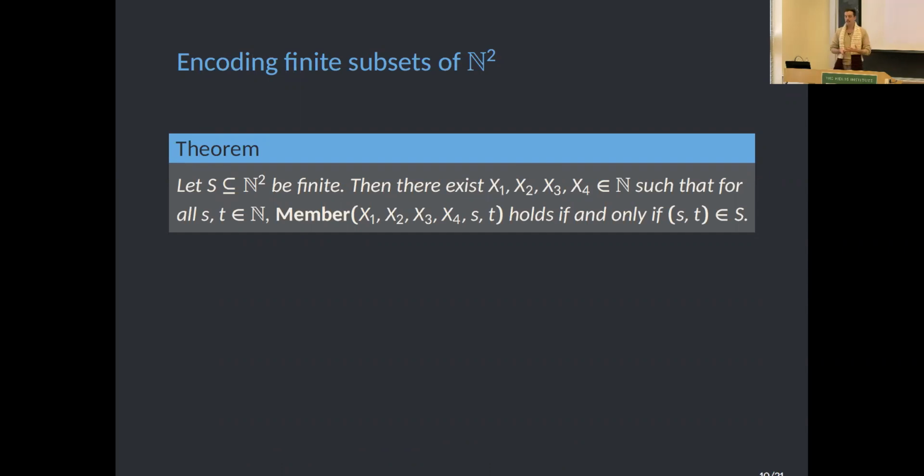And so then we have the theorem that promises the encoding. Namely, if we have a finite subset of N squared, then there exist some 4 parameters of natural numbers such that for all pairs of natural numbers, the predicate holds with s and t as the last 2 entries if and only if s and t form a pair of whatever our set was. Okay, so member here is, as we saw in the previous slide, a fixed relation. What depends on S are these parameters x1 through x4.